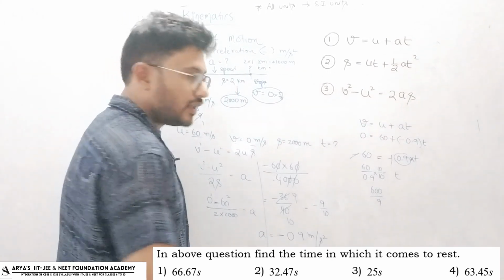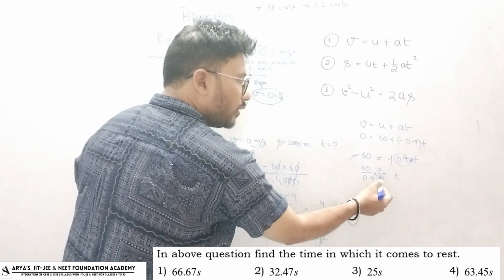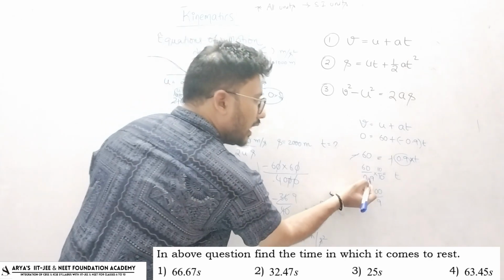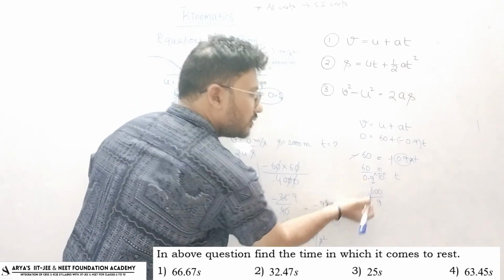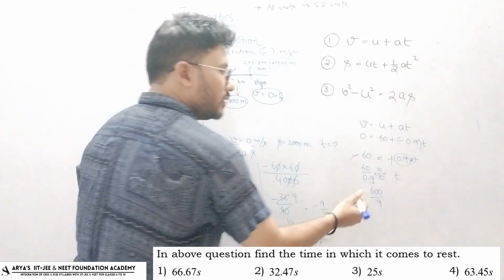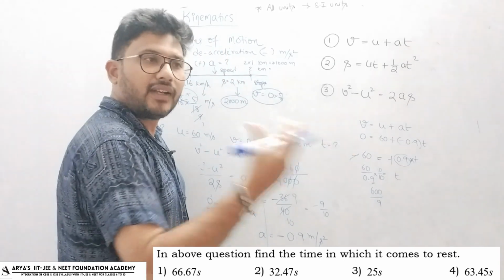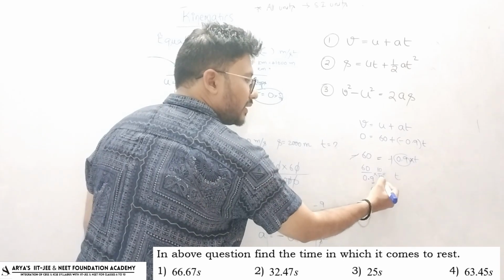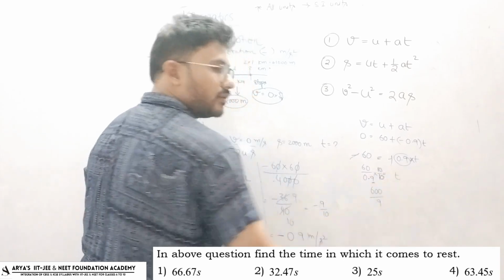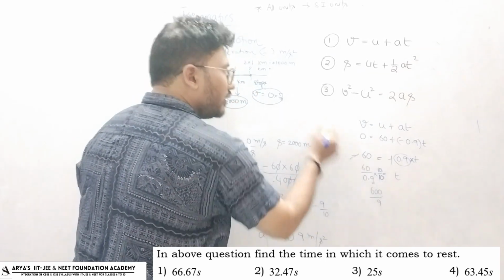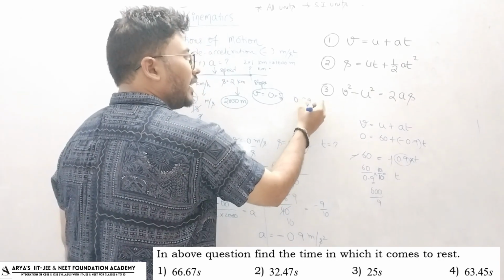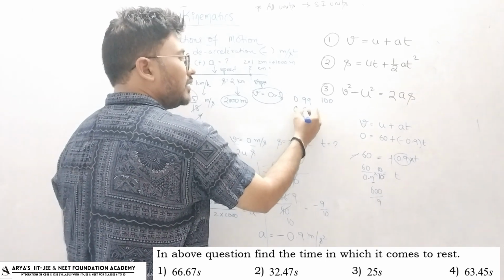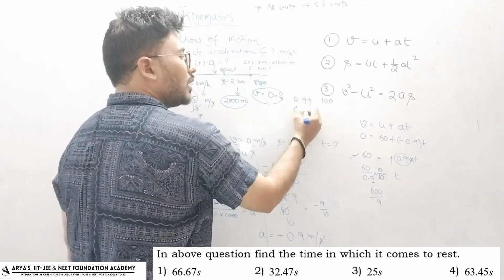Is my question clear? Why, sir? We need to take 10 by 10 only. Why not 100 by 100? See, after the point, how many digits are there? 1. So you should take 1 zero. So 1 digit is there, so let us take 1 zero, which will be 10. If you are having 0.99, then you take 2 zeros.